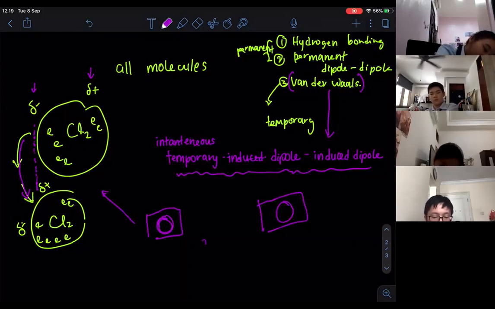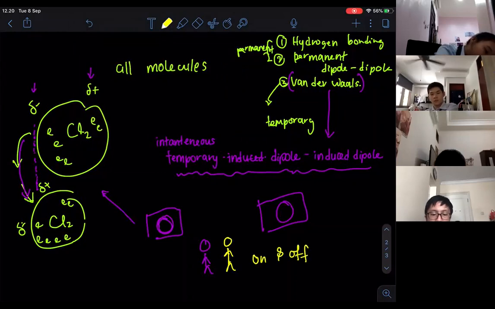It's like having a relationship with another girl, and the relationship is on and off. Okay, then after that, not okay, then after that, not okay. So the bond is not going to be strong. If you compare with hydrogen bonding and permanent dipole-dipole, van der Waals is the weakest intermolecular bonding because it is temporary. It's a temporary bonding.